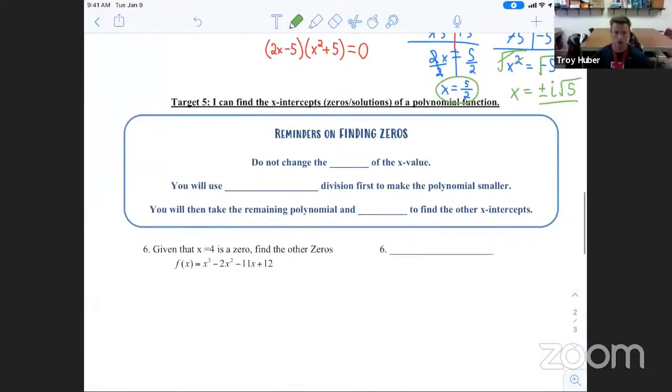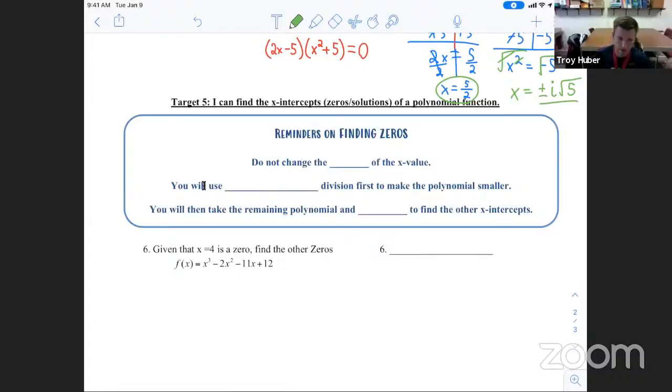All right, moving right along on to target number 5. I can find x-intercepts of a polynomial function. In these ones, we're now going to combine the 2 things that we just did. We're going to combine synthetic division with our factoring. So strap in.